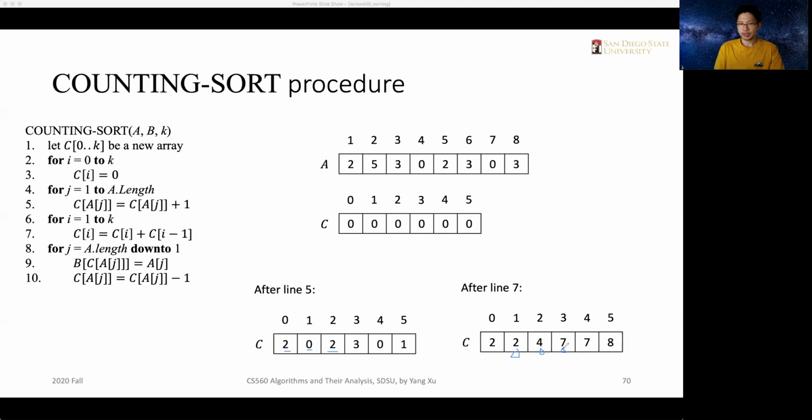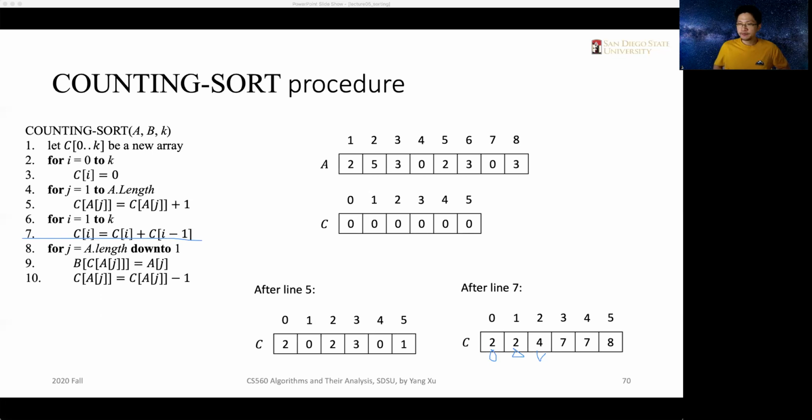So this 7 is everything to the left of this 7. Now after line 7, the meaning of the C's is the number of elements that are less than or equal to the value i. C0 equals 2 means that there are 2 elements in A that are less than or equal to 0. For C1, there are 2 elements that are less than or equal to 1. And for 2, there are 4 elements that are less than or equal to 2, and so on. So now we are at the point before we execute the last for loop.